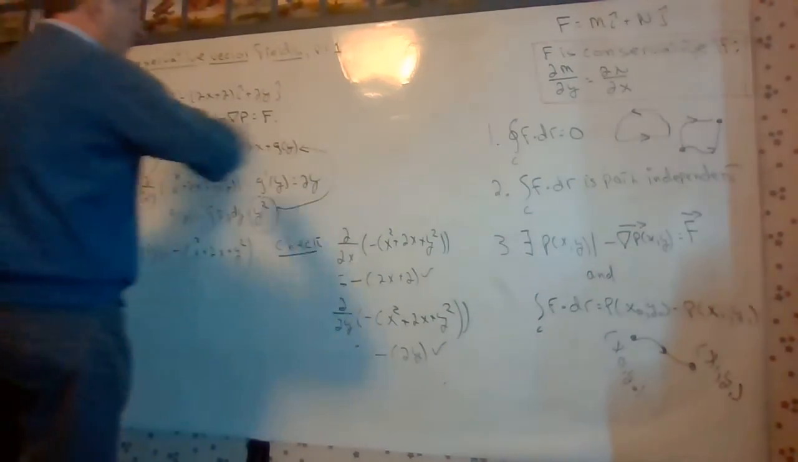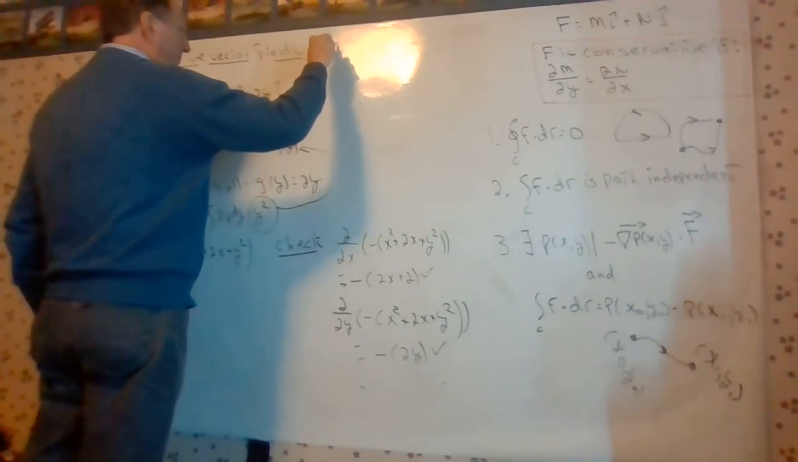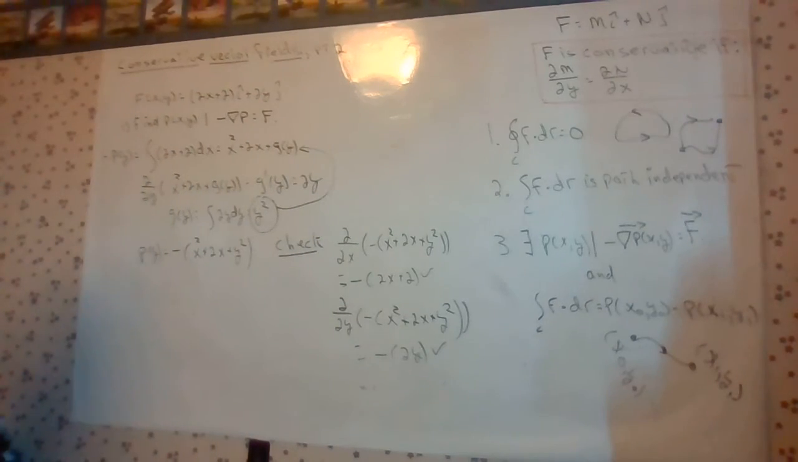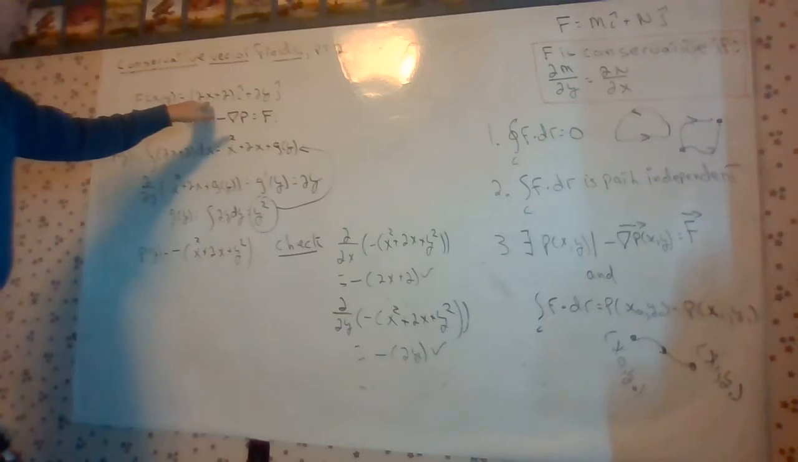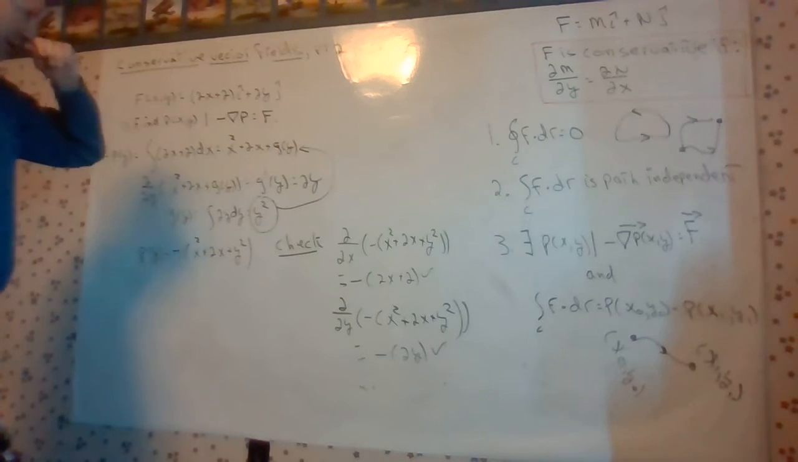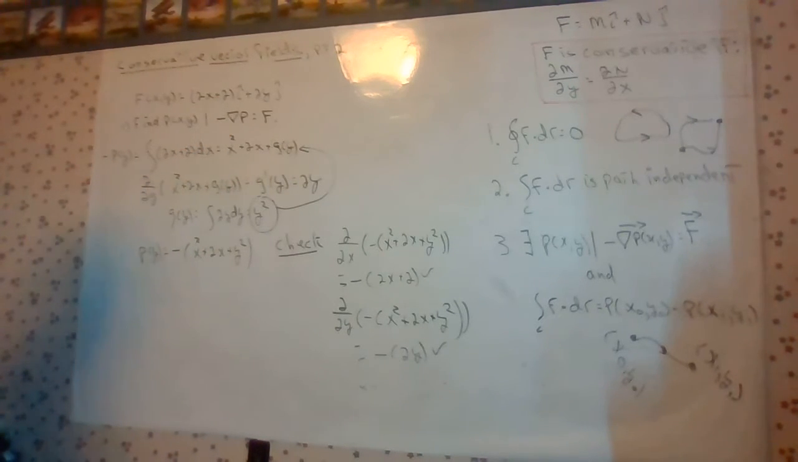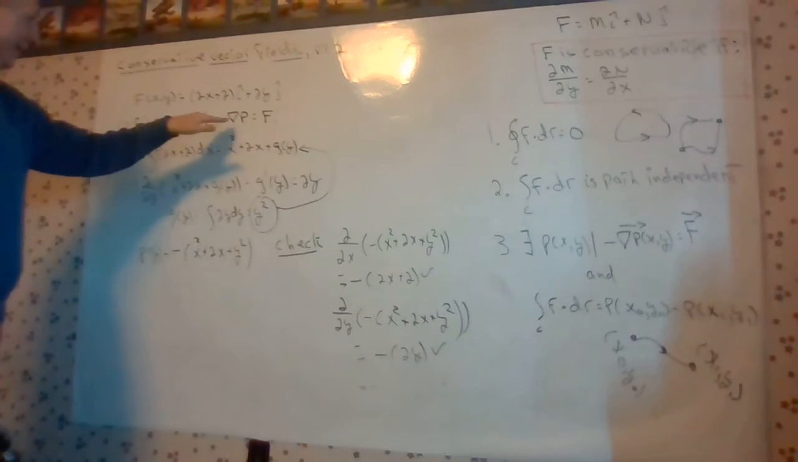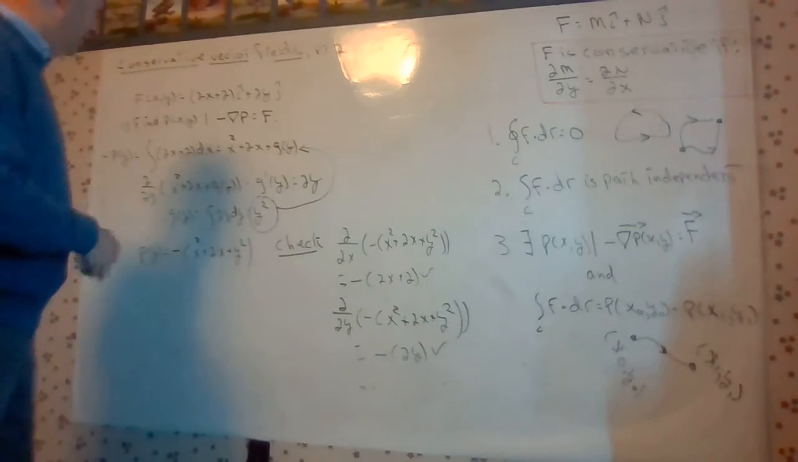Conservative vector fields, part 2. Now we have this vector field, (2x + 2)i + 2yj. We saw that from the previous problem. Let's see if we can find this potential function such that the negative gradient of p equals f.